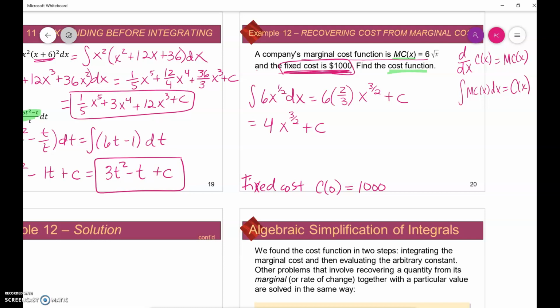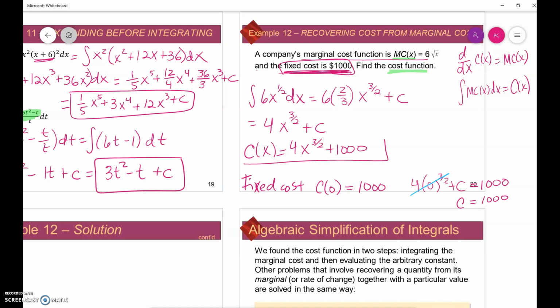Okay, so if I did 4 times 0 to the 3/2 plus C equal to 1,000, this cancels out, and I get C equal to 1,000. So my cost function, that C of X that I need, is 4x to the 3/2 plus 1,000. And you're done. You've gone from the marginal cost function that you were given, worked your way backwards through integration to get the cost function.